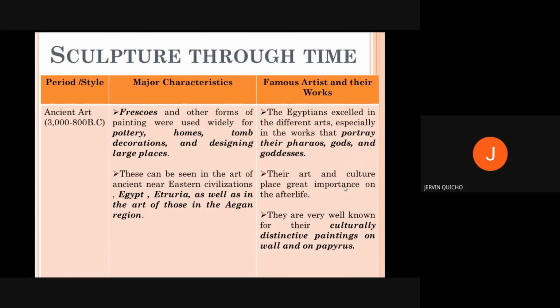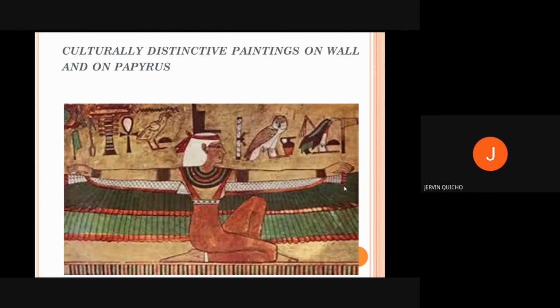We also have the hieroglyphics that were described on the walls and murals. These had great importance, because they believed this art was part of their culture and placed great importance on the afterlife. They are also well known for the distinct quality of their paintings on walls and on papyrus. Papyrus is the paper they used before for drawing things. So like this one that we have, you can see here a picture of a person or individual.